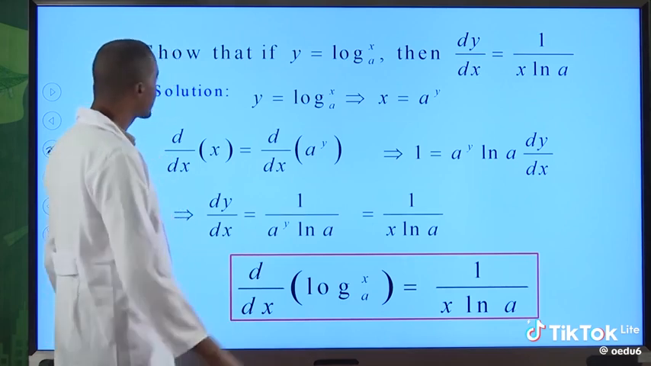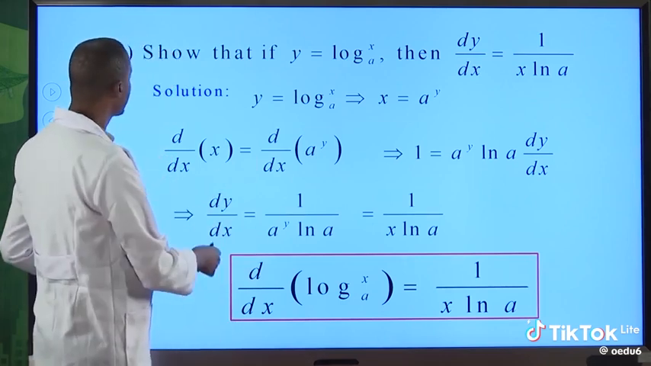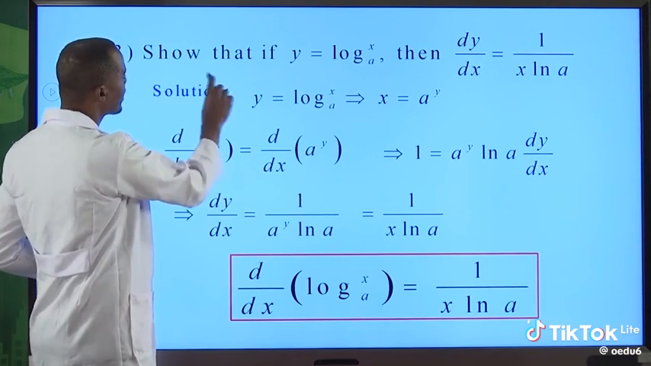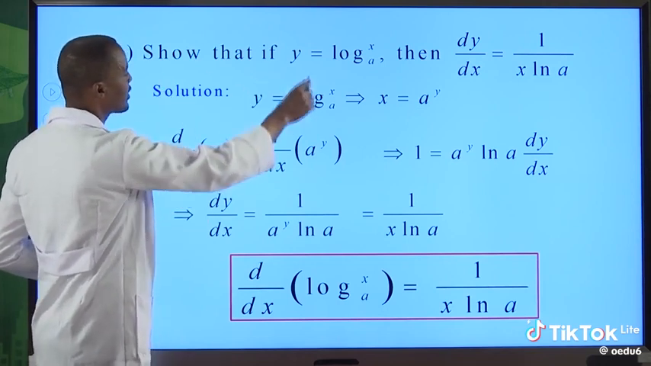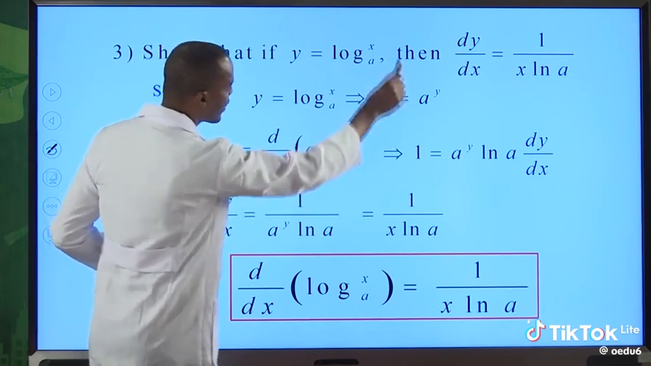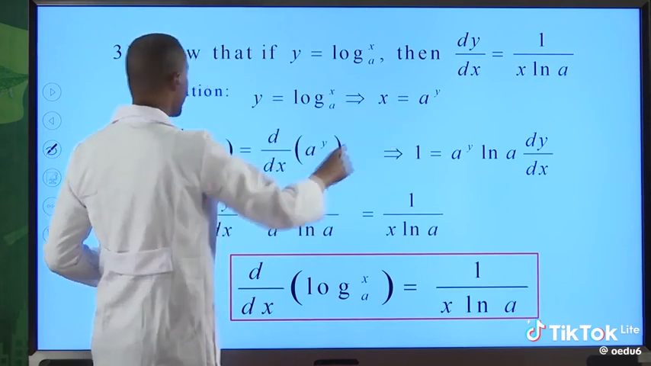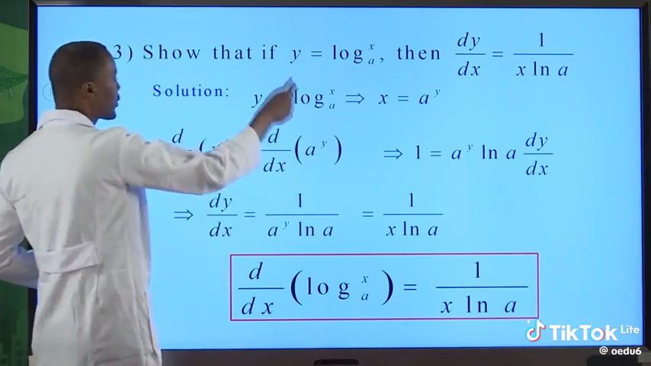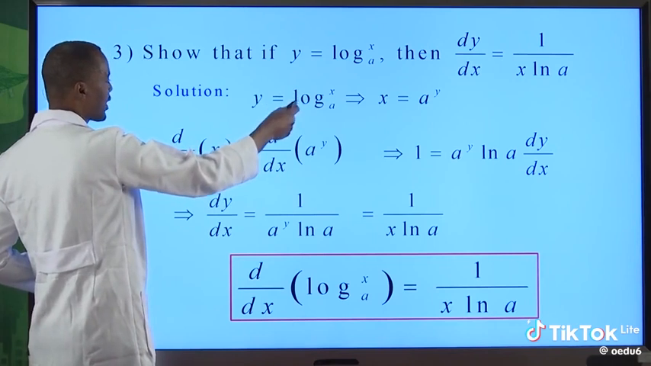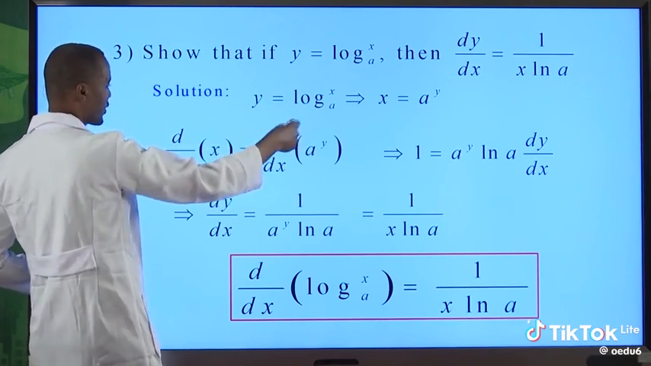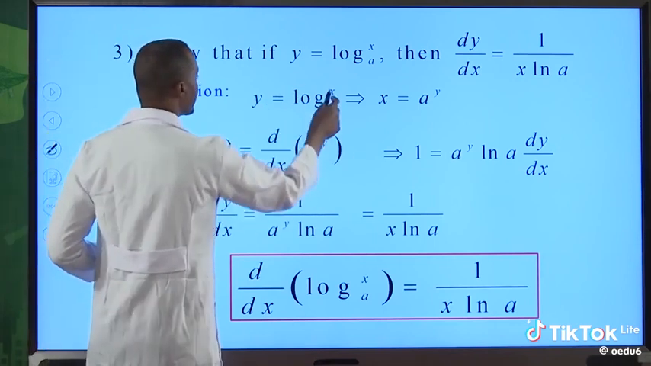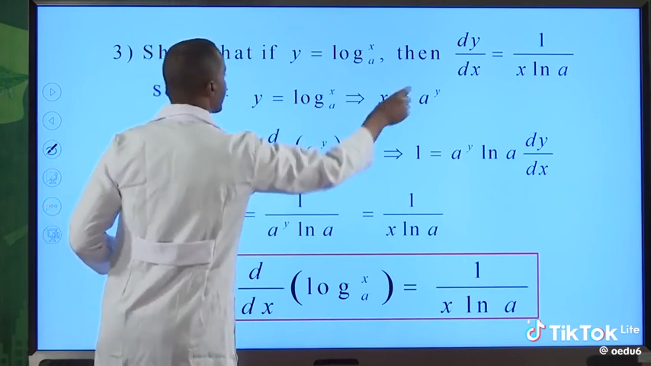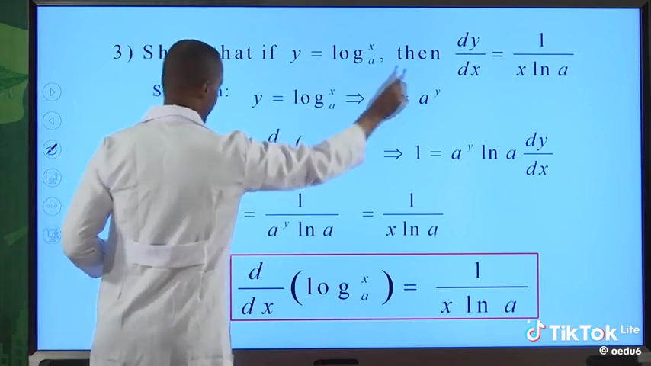Okay, time is up. Let us see the solution together. The problem shows that if y is log of x to the base a, then dy by dx is 1 over x ln a. Because y is log of x to the base a, when I want to make a derivative of logarithms, I have to exponentiate it, meaning convert it into exponentials. And this x is a to the power of y. That is the way I will convert this logarithm into exponential.